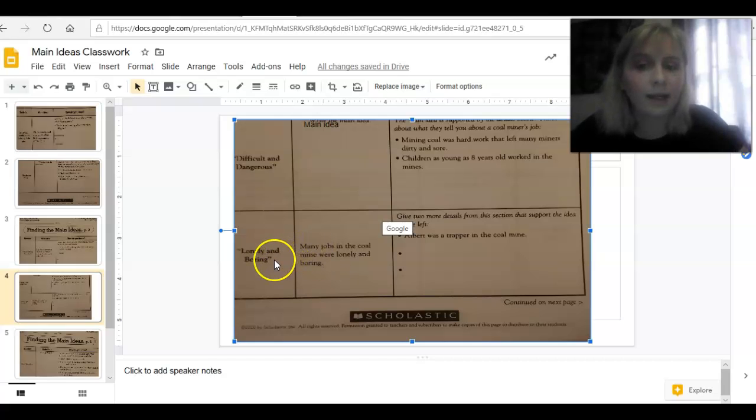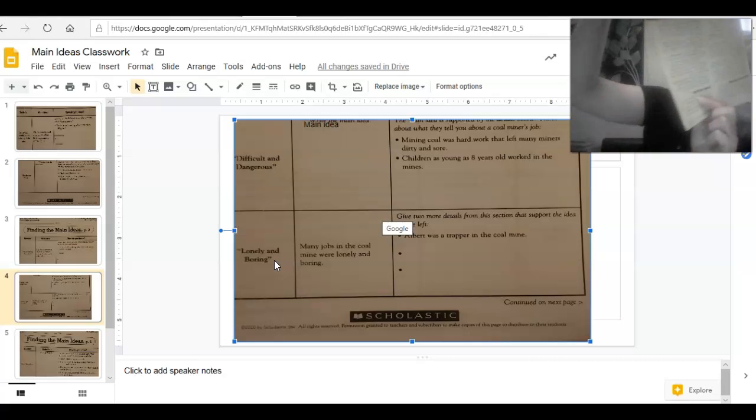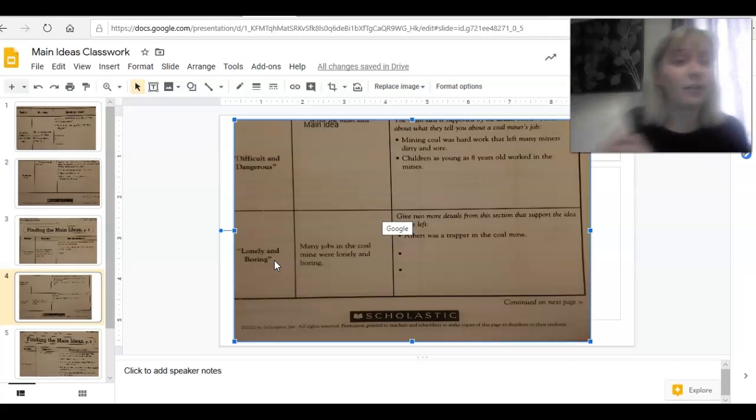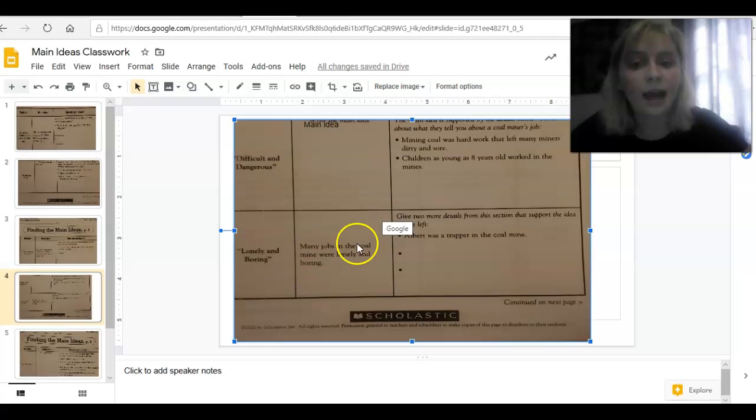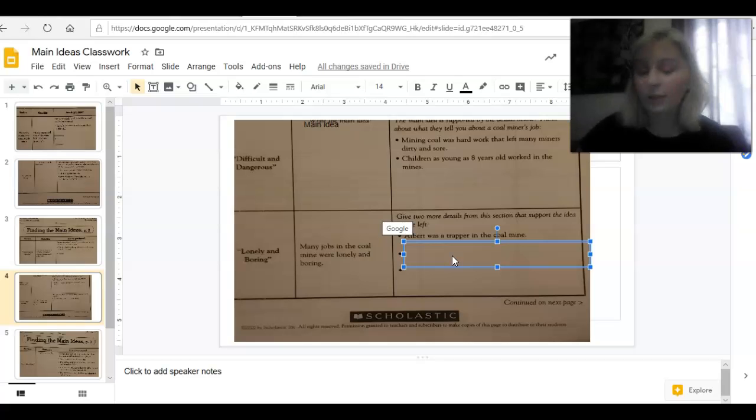Look at that subheading, lonely and boring. In the text, it's right here. That's a really good subheading, right? Because that whole section is about how jobs in the coal mine were lonely and boring. That's our main idea. So now we need to come up with 2 details from that section that prove the point that these jobs were lonely and boring.